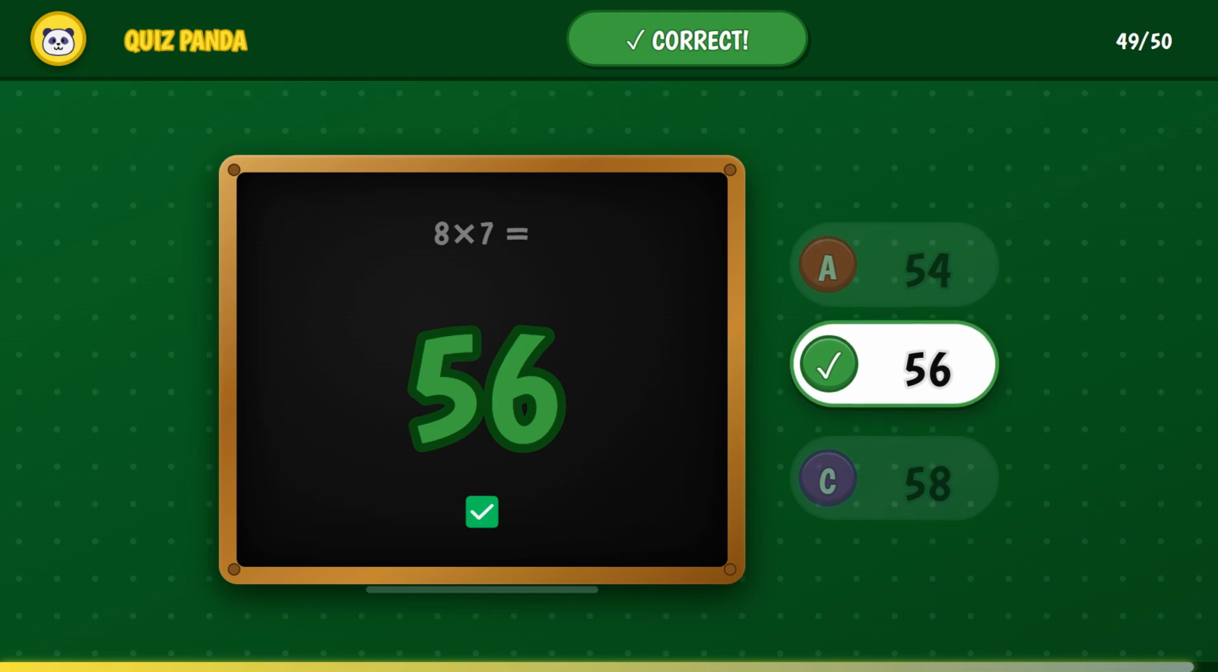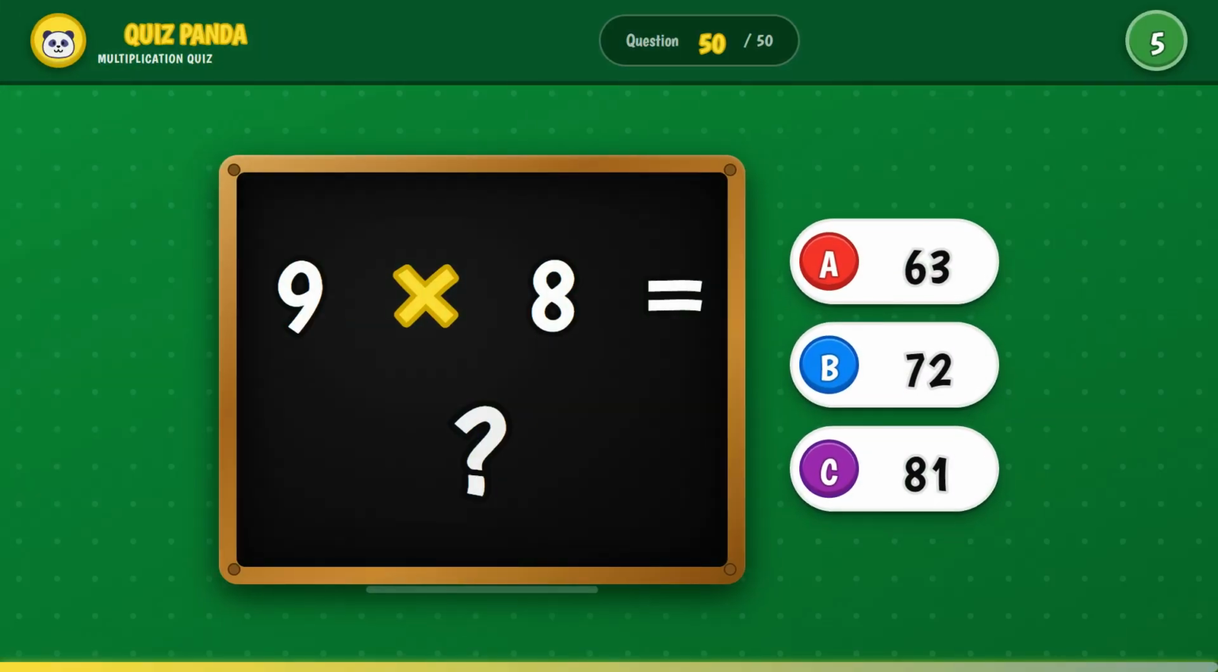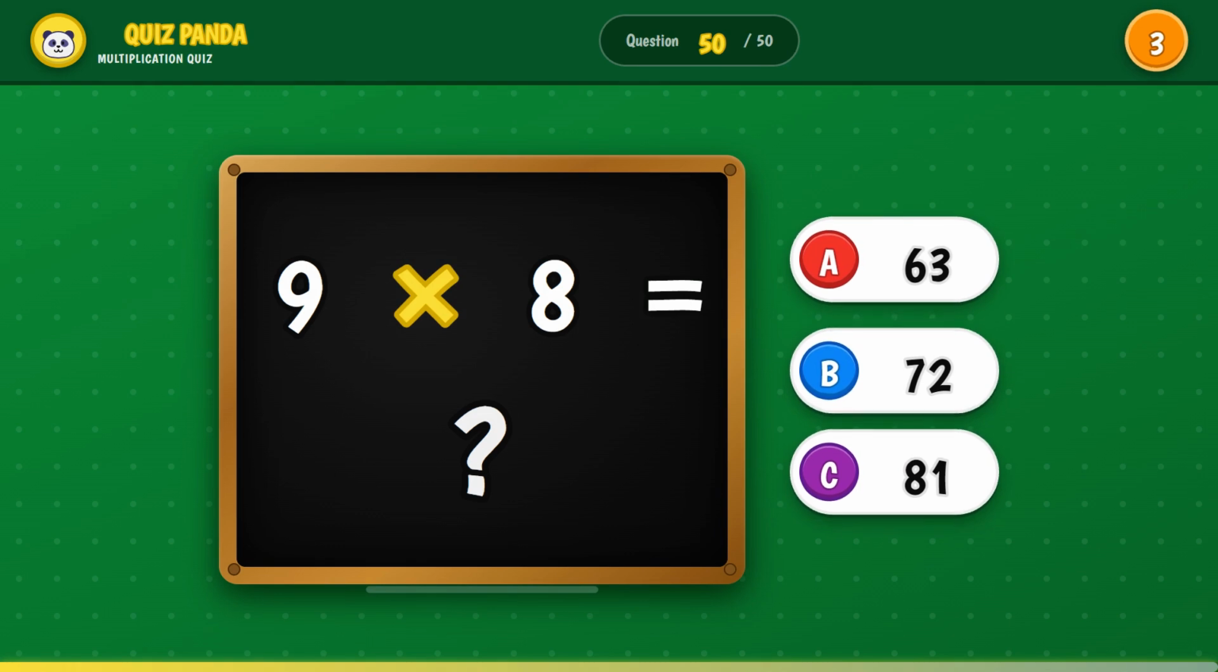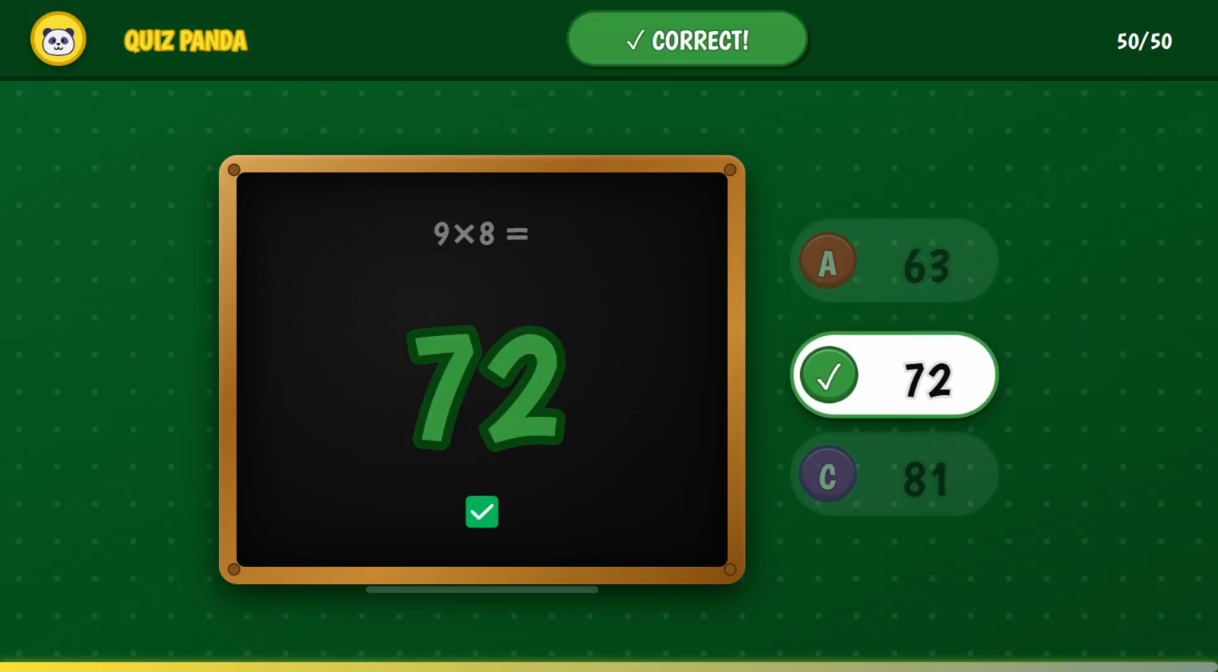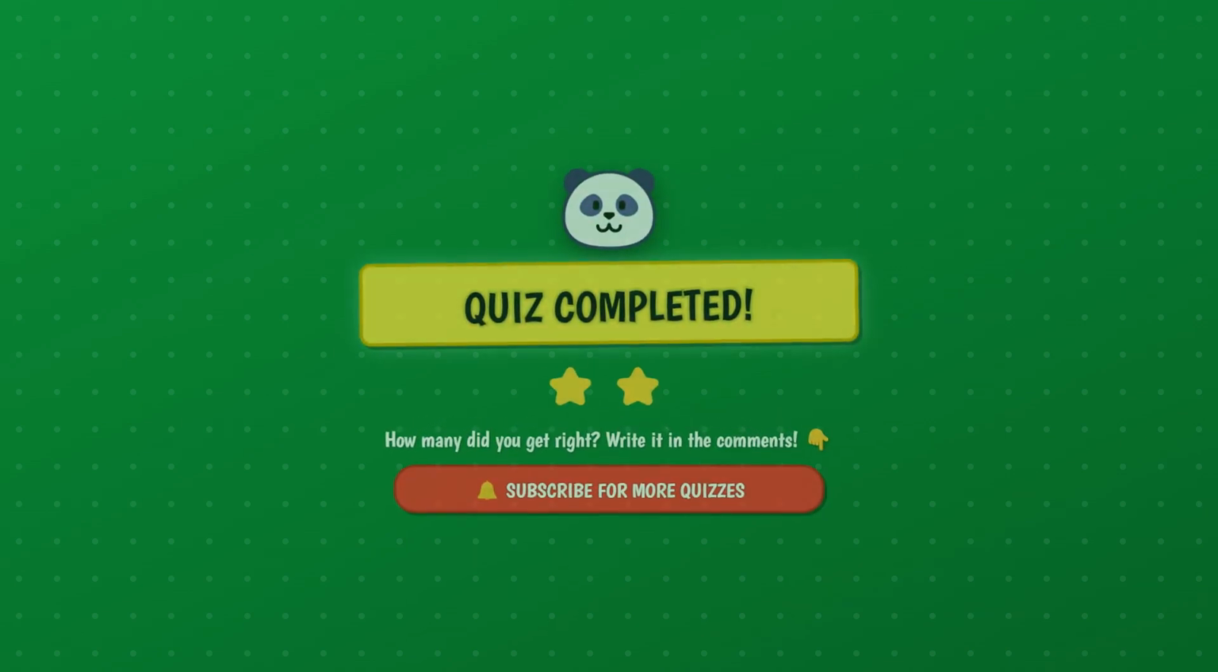The correct answer is B, 56. Question 50. What is 9 times 8? The correct answer is B, 72. Congratulations. You completed Quiz Panda.